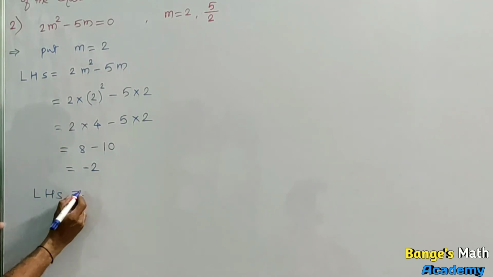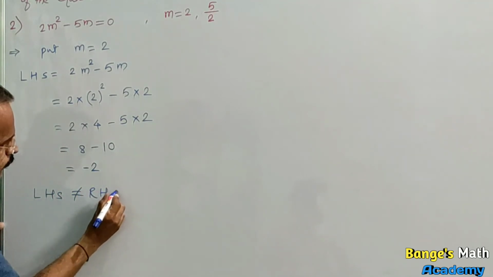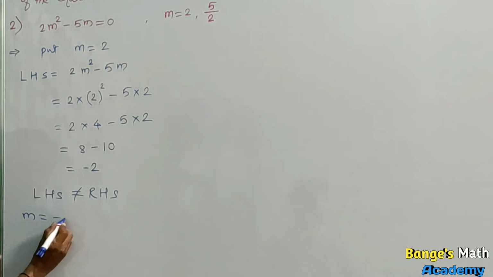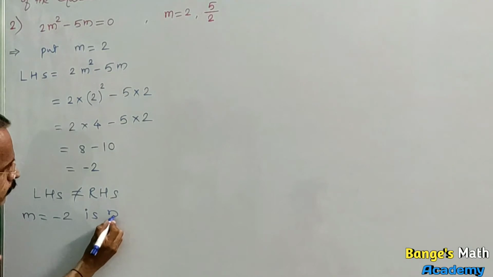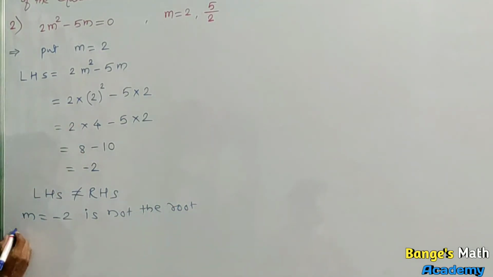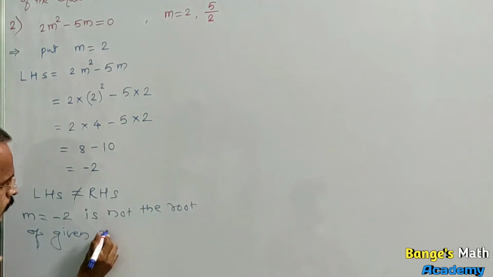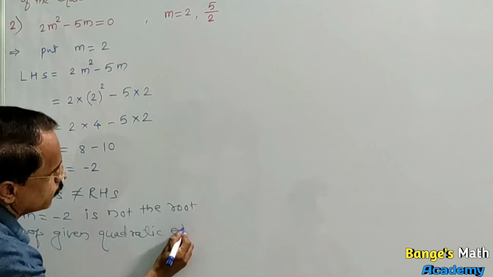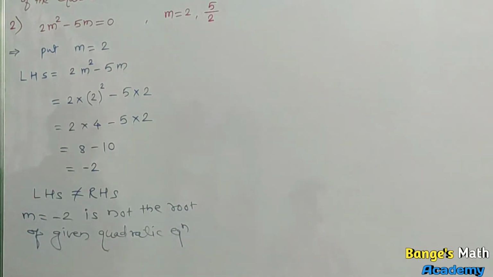So LHS is not equal to RHS. So m is equal to 2 is not a root of the given quadratic equation.